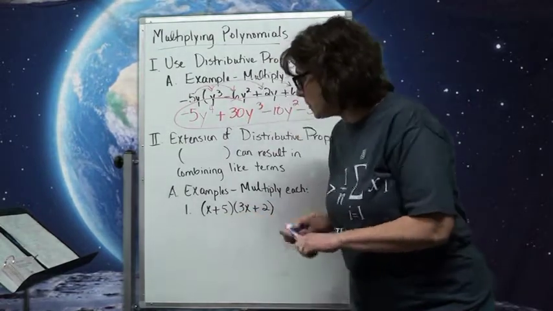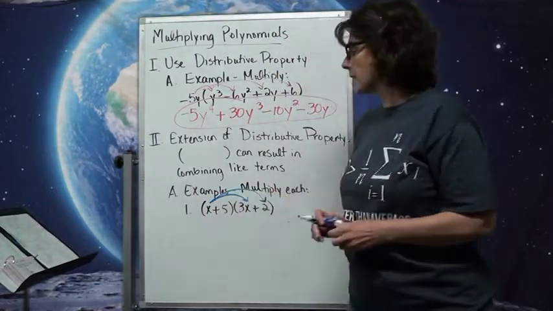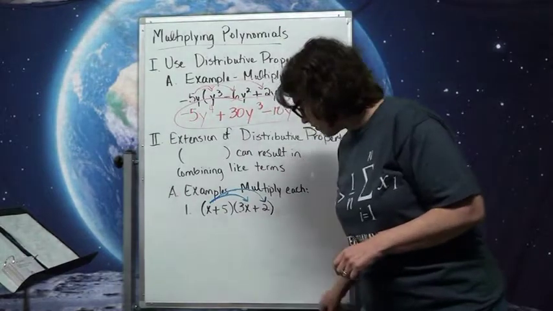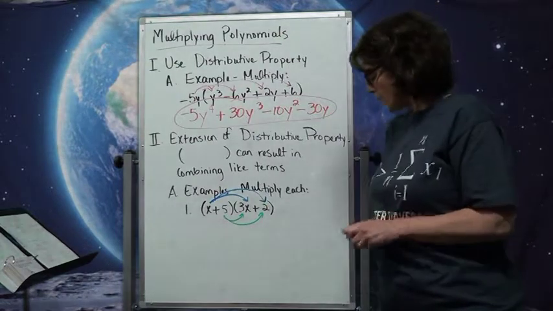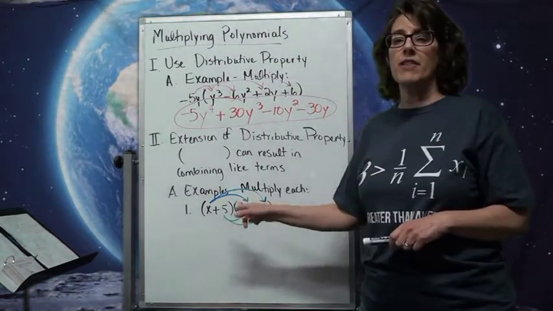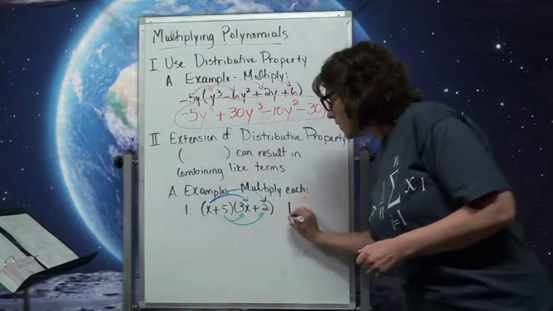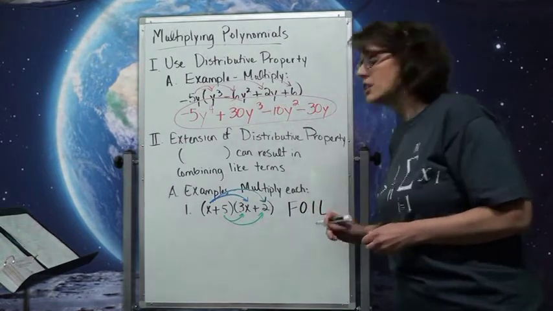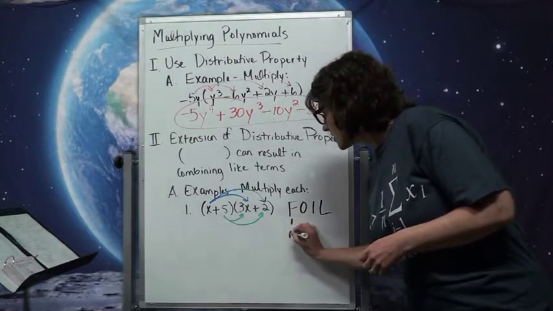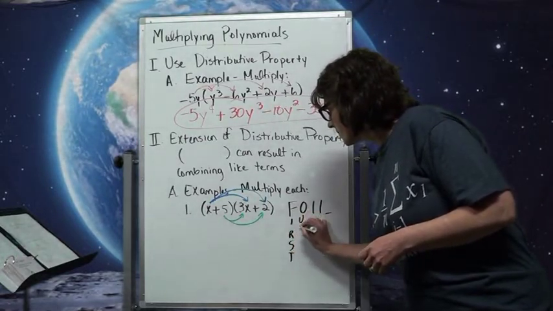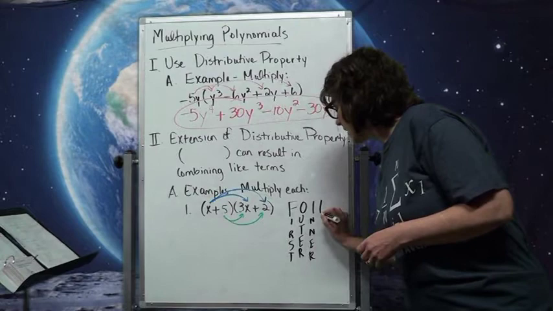So that would indicate that I'm going to take that x and I'm going to multiply it to the 3x, but I'm also going to multiply it to the 2. And then I'm going to take that 5 and I'm going to multiply it to the 3x, and I'm going to multiply it to the 2. Now, a lot of you may be thinking, wait a minute, that looks like what I've heard called FOIL. And it is FOIL. But FOIL, I prefer to think of as an extended distributive property. And I'll tell you why in just a minute. Remember, FOIL stands for first, outer, inner, and last.